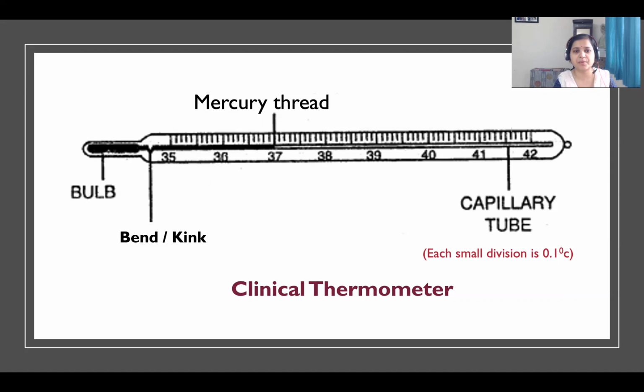Now you can see this is a measuring scale. This one is made from a glass tube, and here you can see a measuring scale which shows from 35 degrees Celsius to 42 degrees Celsius. And in between 1 degree Celsius, you can see 1, 2, 3, 4, 5, 6, 7, 8, 9 and 10 small divisions. So each small division is 0.1 degree Celsius. Understood? Now let's understand how to measure the temperature by using this thermometer.